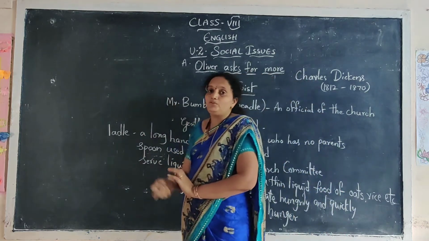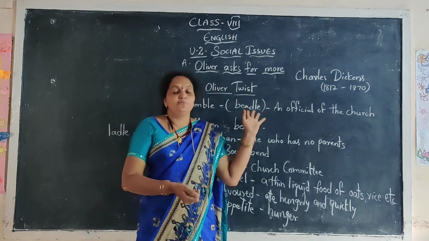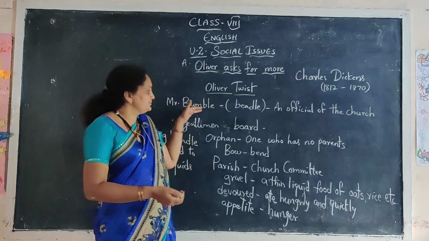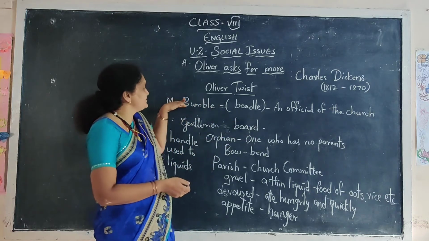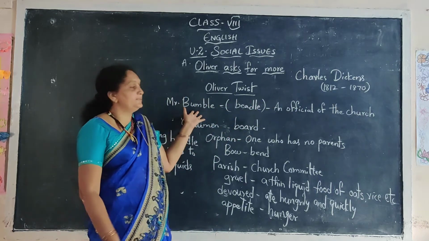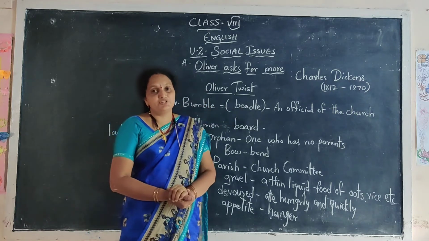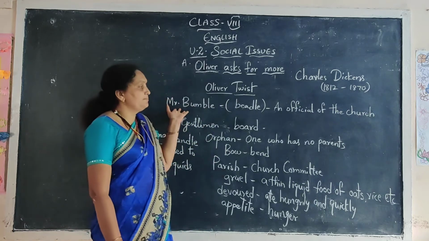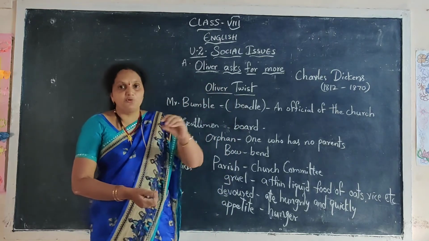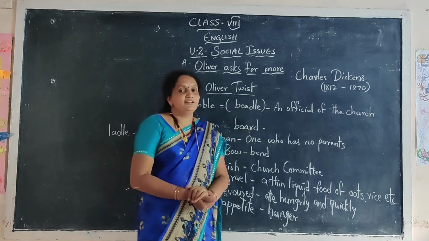Here, Oliver Twist is a small boy who lived in a home, that means a house, a workhouse. It is called a workhouse. It was run by an official of the church, Mr. Bumble, and led by the church committee. Mr. Bumble is an official of the church because he is the caretaker of them, like a warden of a hostel.